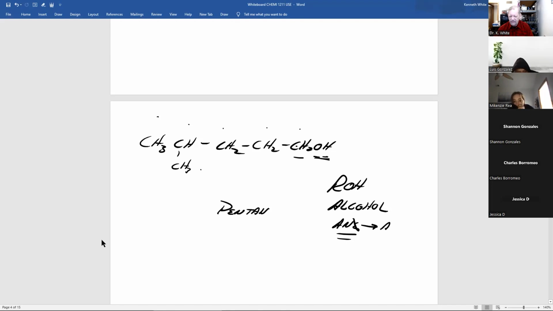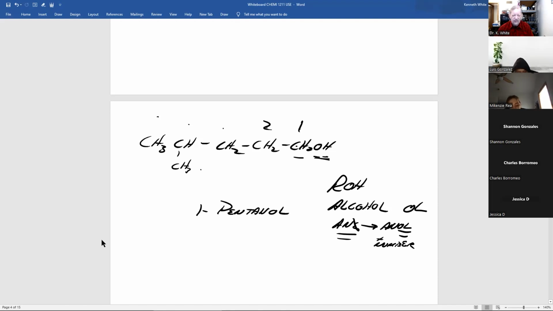E, add OL, and plus a number. Which carbon is it on? So here, 5 carbons, pentane, pentanol. This is carbon 1, that's 1-pentanol.